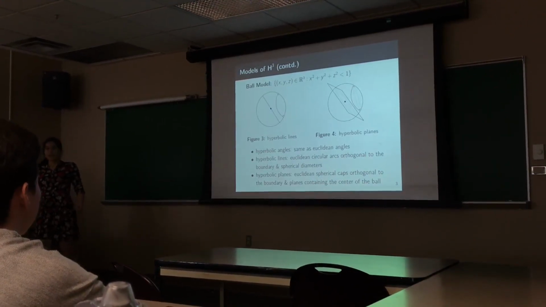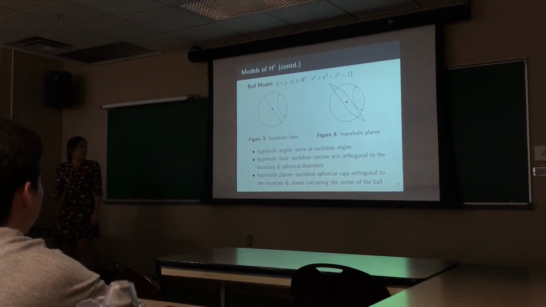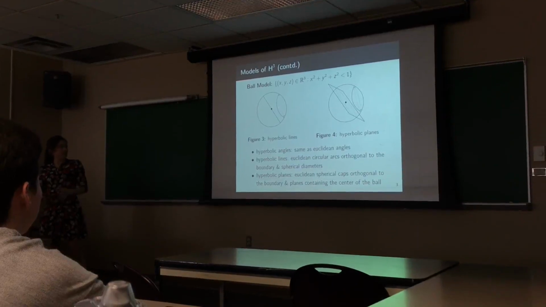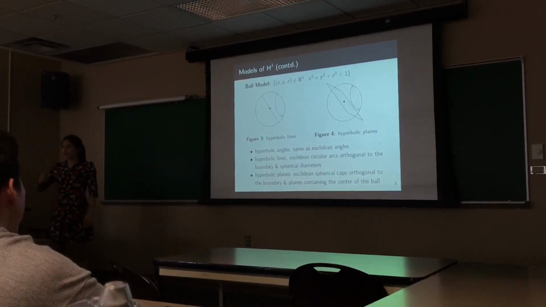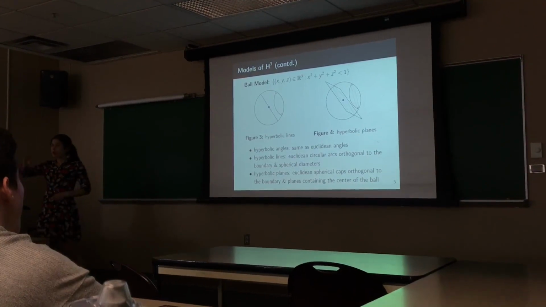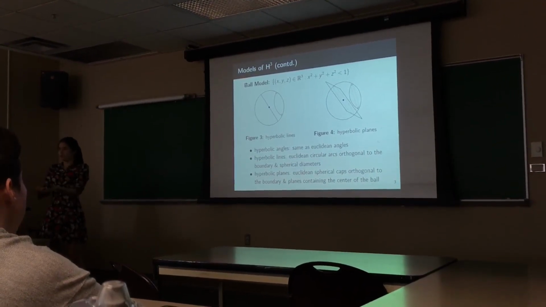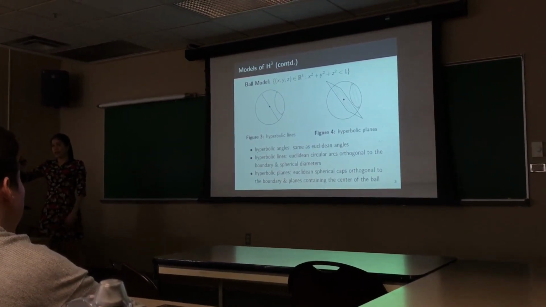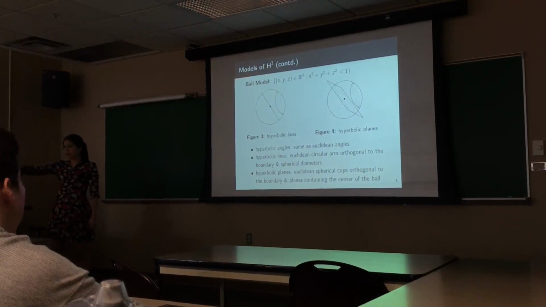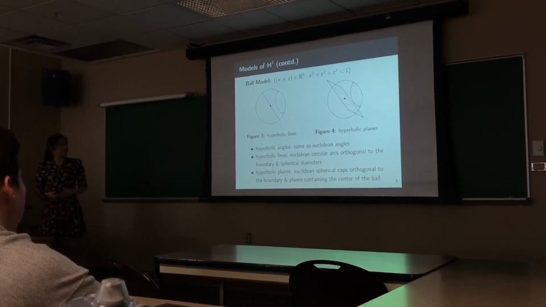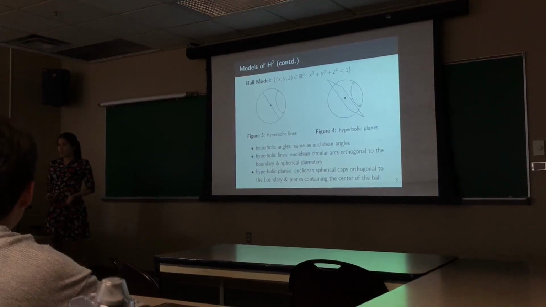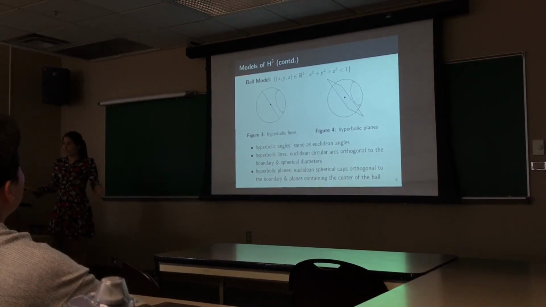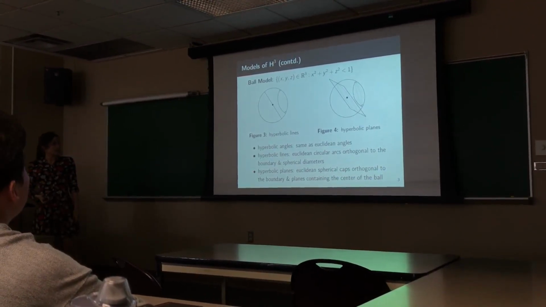Okay. So the next one is the ball model. It's defined on the interior of a unit sphere. So it's inside the sphere. In this model, hyperbolic lines are spherical diameters and also circular arcs orthogonal to the boundary sphere. And hyperbolic planes are Euclidean planes that go through the center of the sphere, and also spherical caps orthogonal to the boundary. And in this model, similar to the previous one, hyperbolic angles are the same as Euclidean angles. So the two models we've looked at so far have really nice properties, and these are the only two we'll be looking at today. There are other models that describe H3.